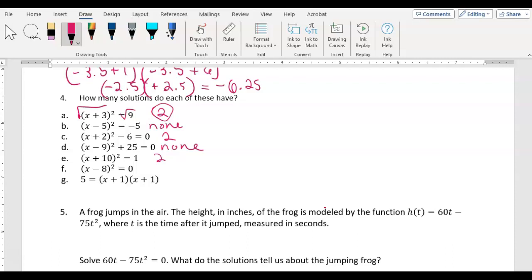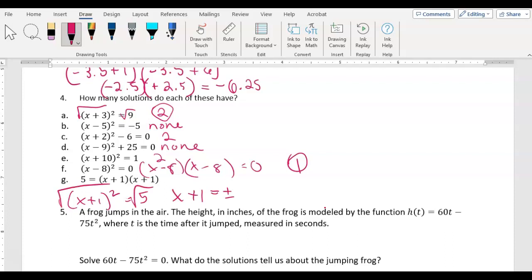Here is interesting because we have equals 0. And so this means that we would have x minus 8 times x minus 8 equals 0. So here is only one solution. It would be the same solution. And then here we can rewrite this as x plus 1 squared equals 5 and take the square root of both sides. You would get x plus 1 equals plus or minus the square root of 5. So there are 2 solutions. Again, they would be irrational, but 2 solutions.